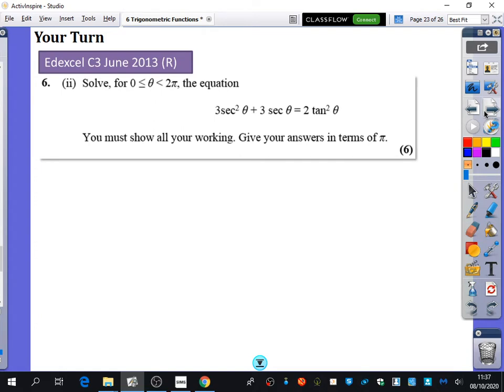So there is one question for you guys to have a go at here. And I'm going to give you a few minutes to have a go at this question. If you're not sure, I will do this one slowly on the board, and you can ask me questions as I'm going. So it's radians mode this time.